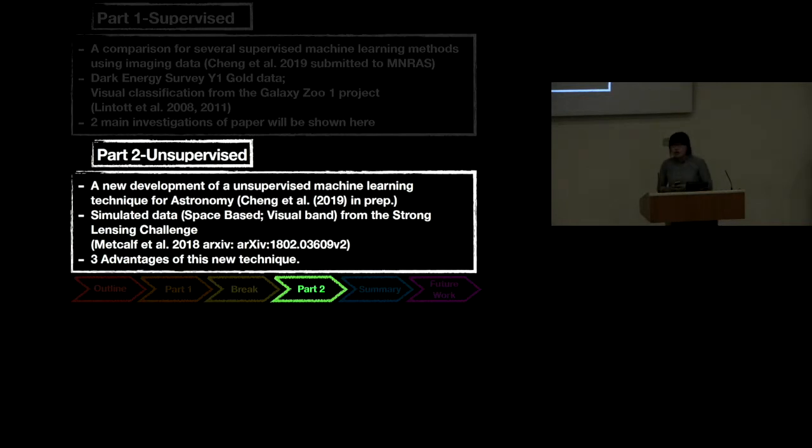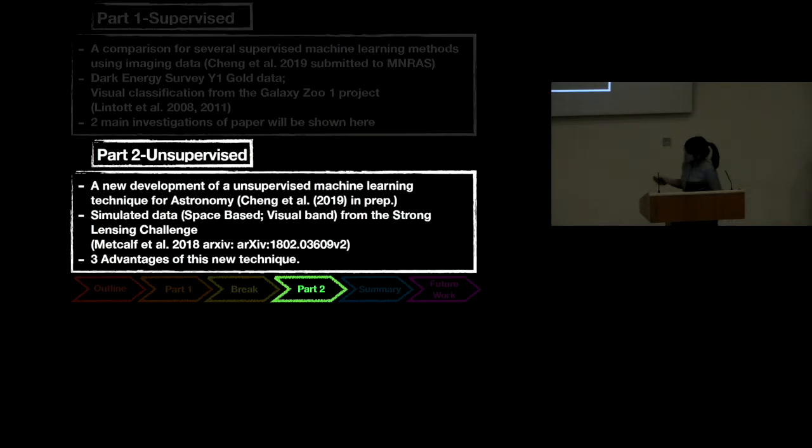Here, I'm going to propose a new unsupervised machine learning technique for astronomy, which is different from what Jim just talked about, so it will be interesting to compare each other. Here we use the simulated data from the strong lensing challenge, which Andrew just mentioned, the strong lensing finding challenge. We use the simulated data for Euclid, and it only has one band, which is a visual band. And here we are going to briefly introduce 3 main advantages of this technique.